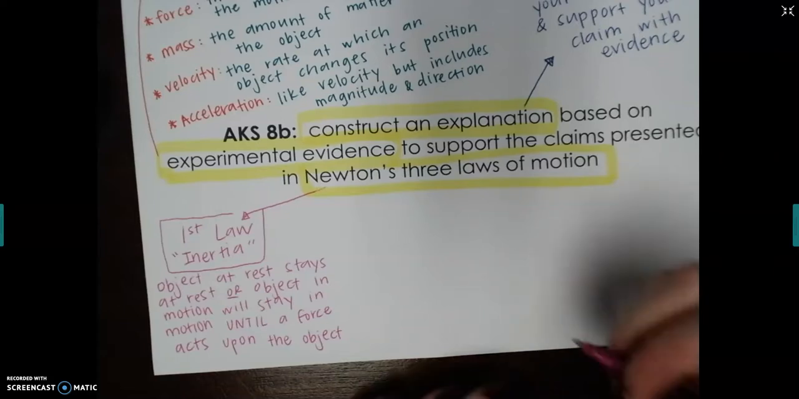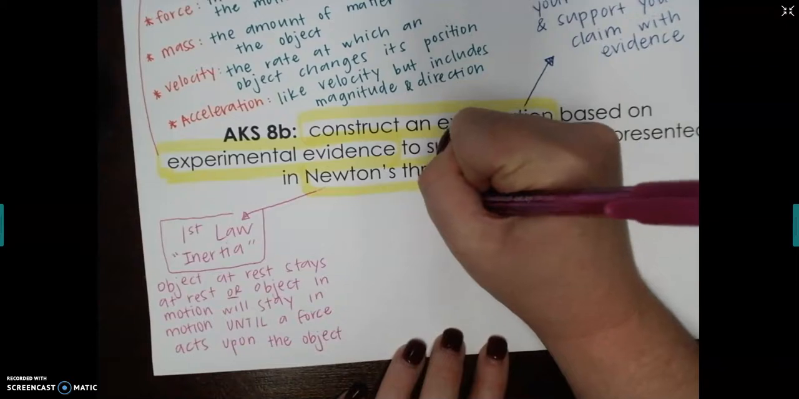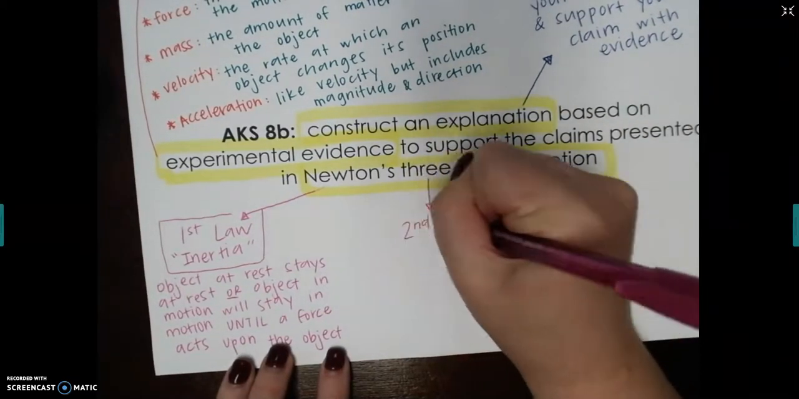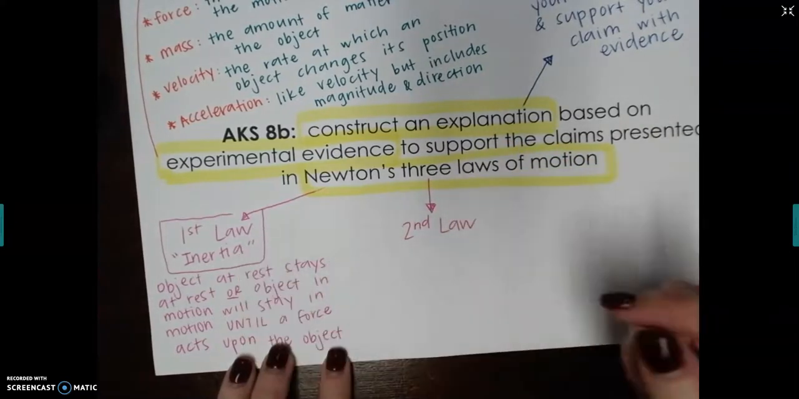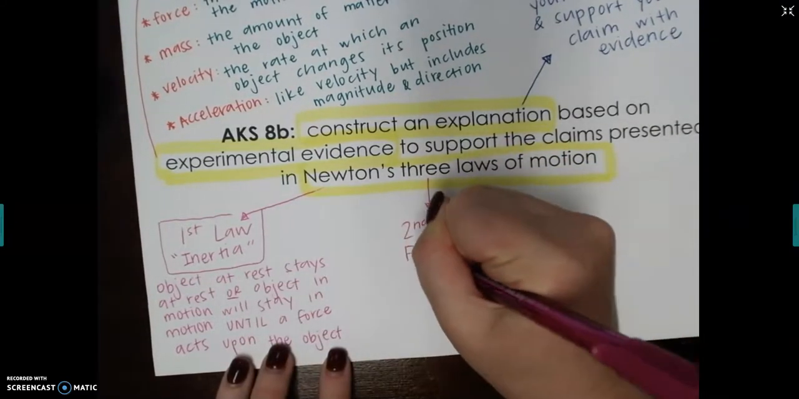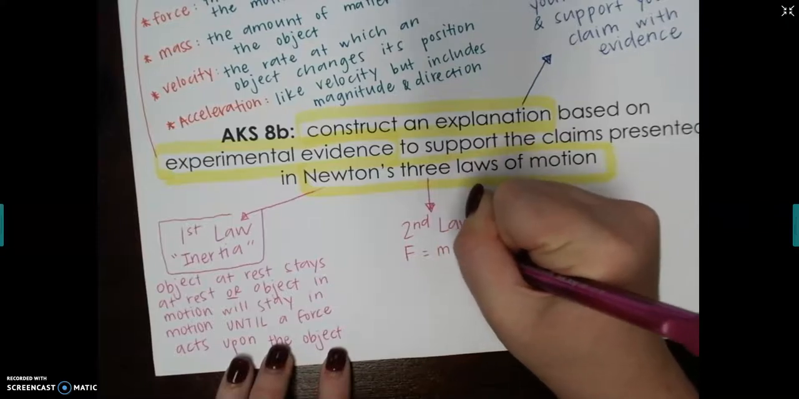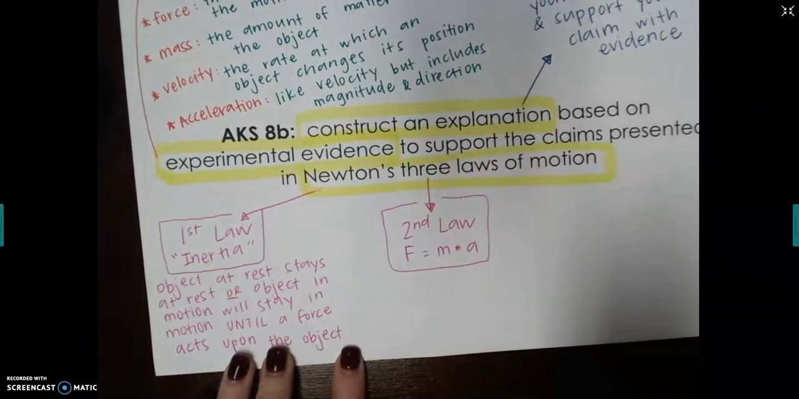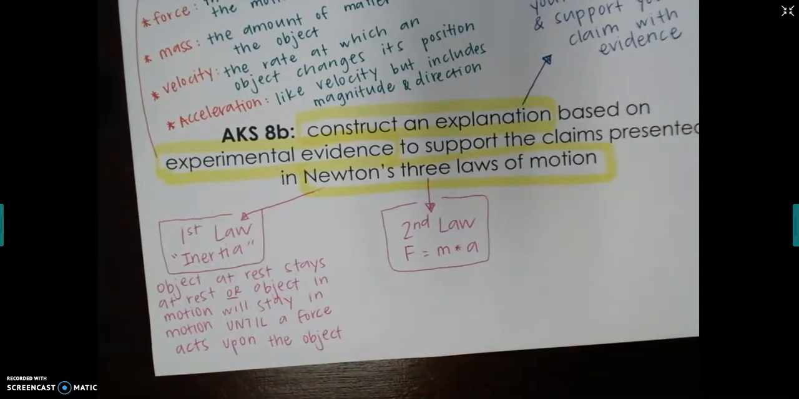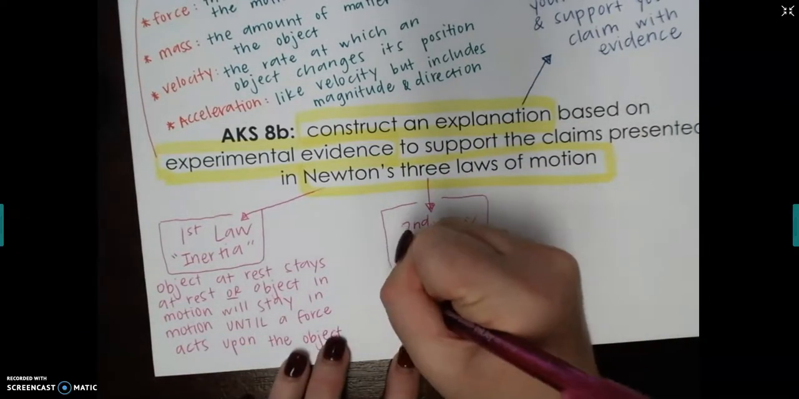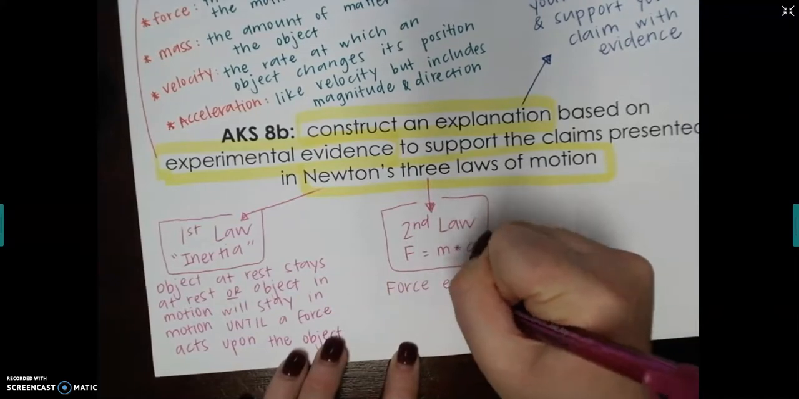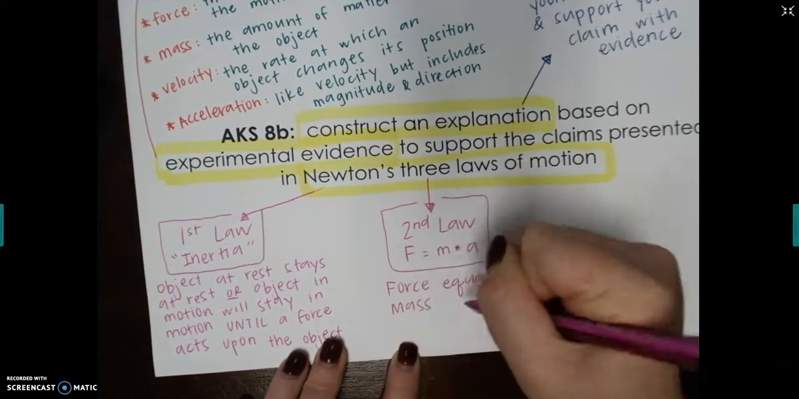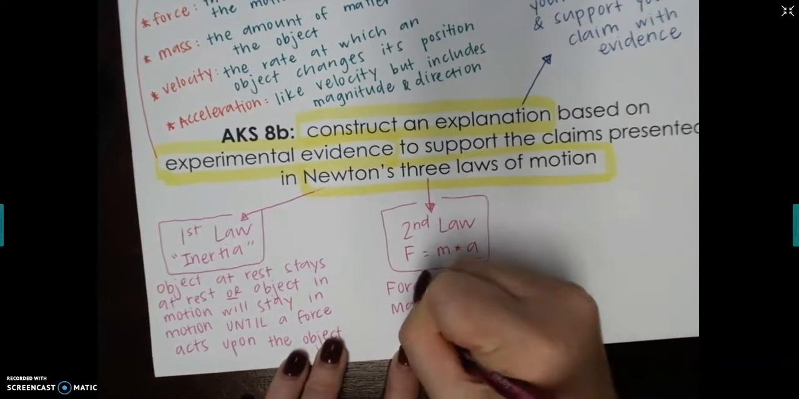Our second law of motion, I'll put in the middle and I'll draw a little arrow like this. Our second law, in our title box, we're going to write a formula. F equals M times A, like that. And then I'm going to draw another little box around to make that my header. And our second law of motion is going to be that force equals mass times acceleration.